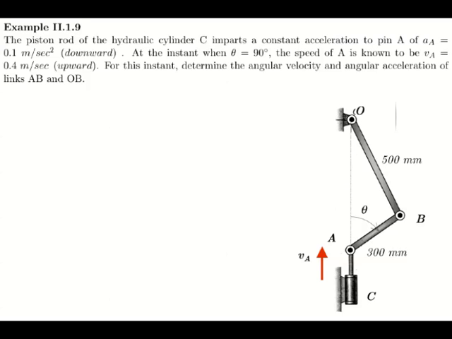Then links OB and AB are pinned together there at B, and at this instant when theta is 90 degrees, what we want to do is find the angular velocity and angular acceleration of each of the links AB and OB.